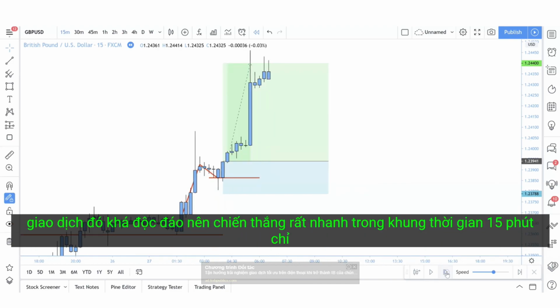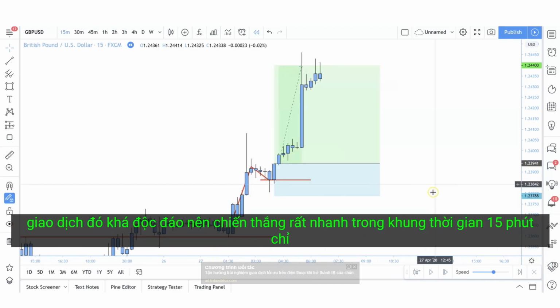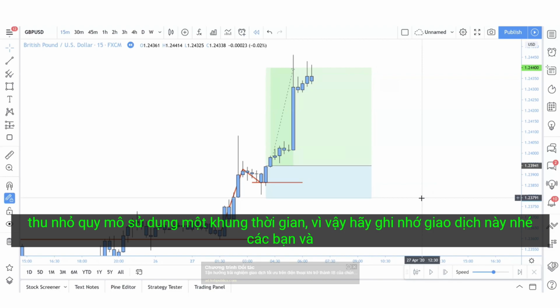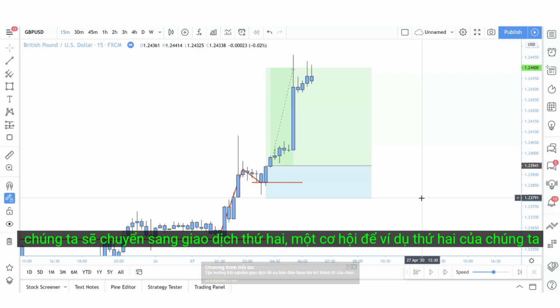We hit that trade pretty nicely, so a very quick win on the 15-minute time frame, just scaling down using one time frame. So please keep this trade in mind, guys, and we'll move on to our second trading opportunity.